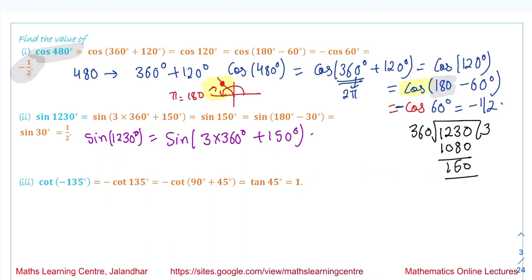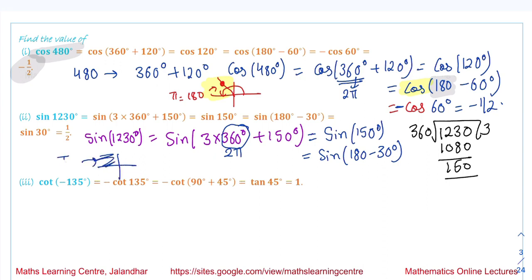This 360, just like 2 pi, is the period of sine. So we get that the value is equal to sine of 150 degrees, and this is equal to sine of 180 minus 30 degrees. Now 180 minus 30 is again in the second quadrant, so it is positive, and it is 180 over here, so sine will remain as sine. So we write the answer as sine of 30 degrees, and the answer we get is equal to 1 by 2.